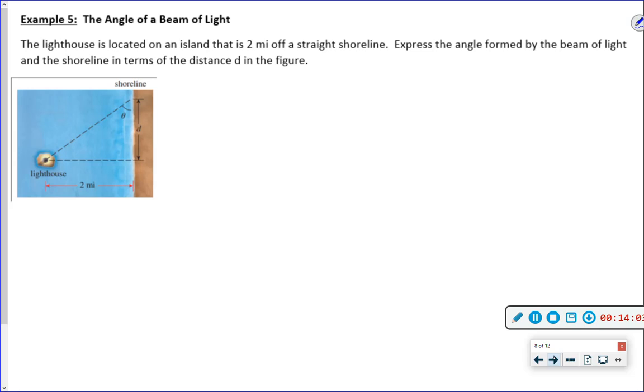A lighthouse is located on an island 2 miles from the straight shoreline. Express the angle formed by the beam of light and the shoreline in terms of the distance d in the figure. Man, that's wordy. So here's the thing. We're not actually going to be solving for anything per se because you don't know the measurement of both sides. We're going to be getting an algebraic expression.